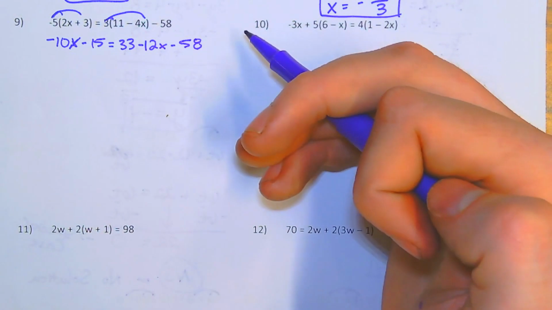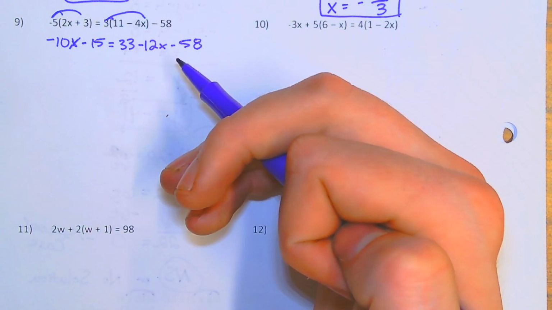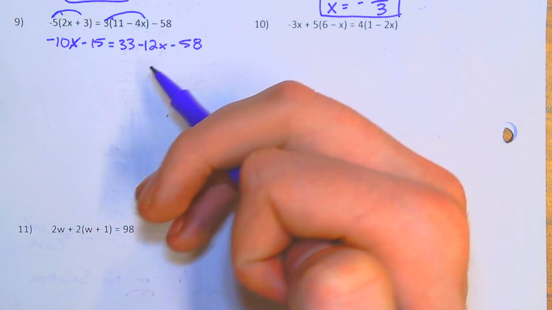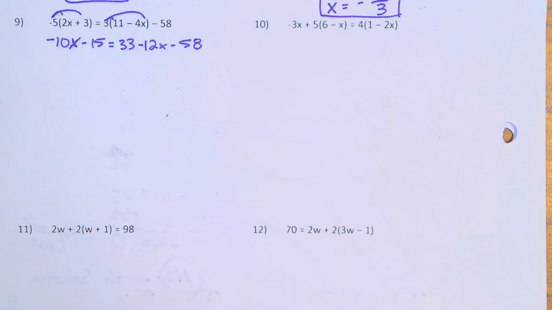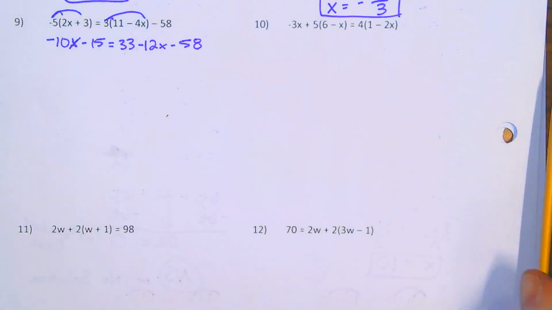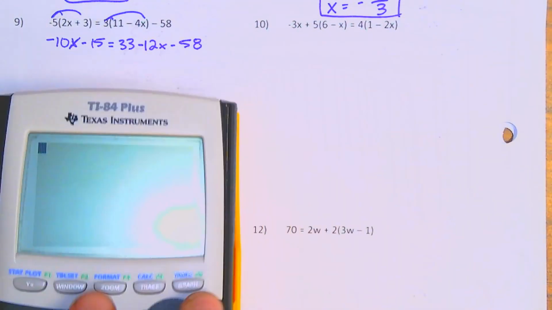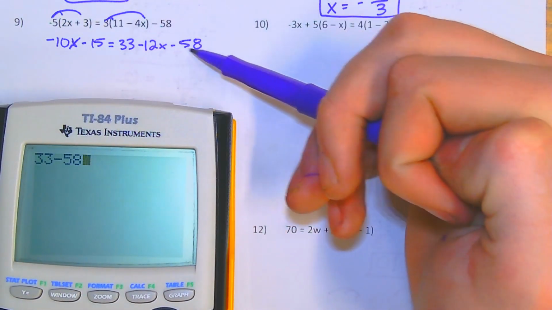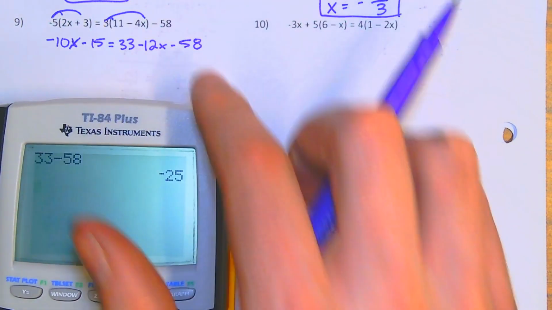Okay? Now remember, we want to combine the things that are alike. Notice, 33 and 58 have something alike. They both have no x's on them. Okay? So the first thing you want to do is get 33 and 58 into a single term. So I want to make sure what 33 minus 58 is. So I'm going to bring in the calculator here. Okay, I'm going to type in 33 minus 58, or 33 plus a negative 58 if you want to think about it like that. And we have a minus 25.